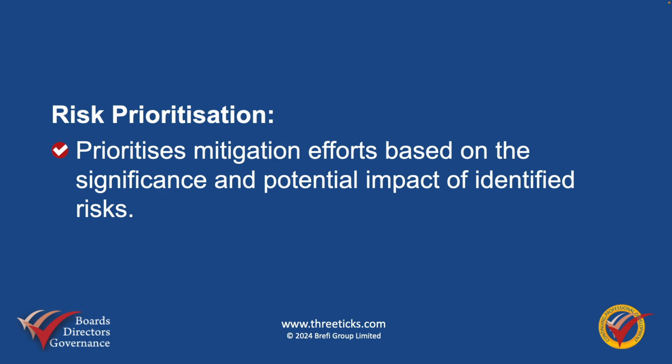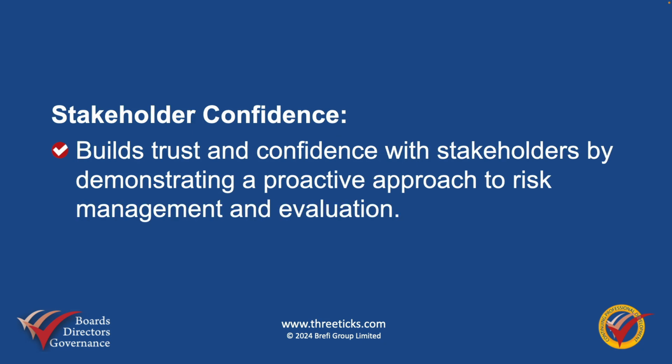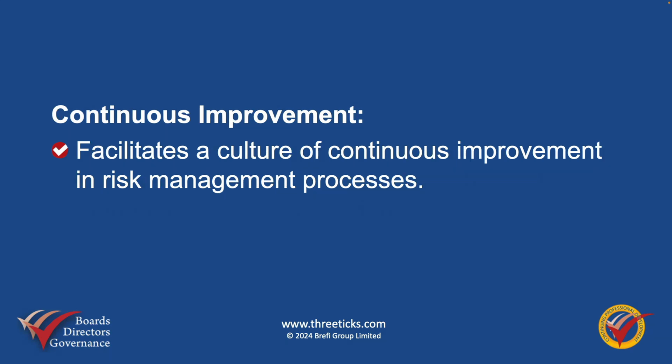Risk prioritization prioritizes mitigation efforts based on the significance and potential impact of identified risks. Resource optimization allocates resources efficiently to address the most critical risks and minimize vulnerabilities. Stakeholder confidence. Build trust and confidence with stakeholders by demonstrating a proactive approach to risk management and evaluation, and facilitate a culture of continuous improvement in risk management processes.